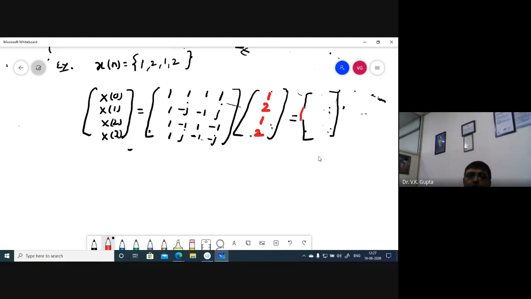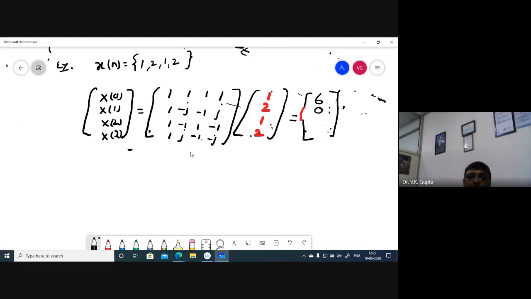So what will be the output? First point will be 1 plus 2 plus 1 plus 2, that is 6. The second point will be 1 minus 2j minus 1 plus 2j. Minus 2j is cancelled by plus 2j and 1 minus 1 means 0. The second point will be 0.